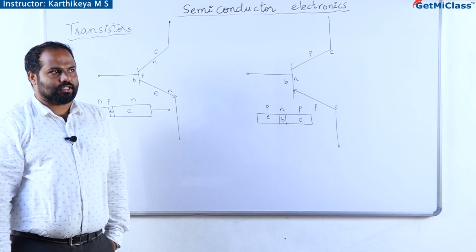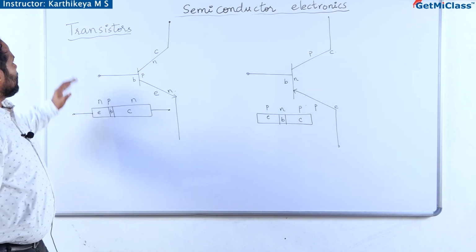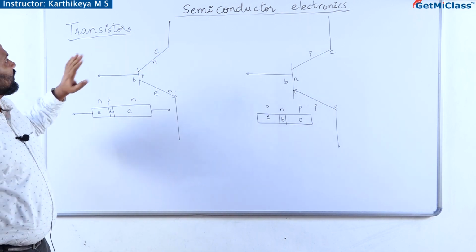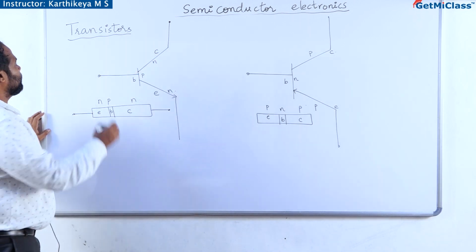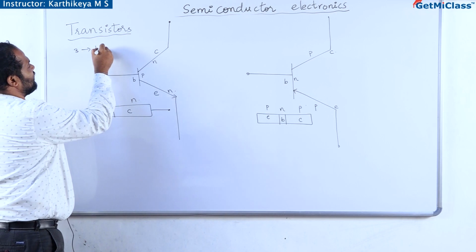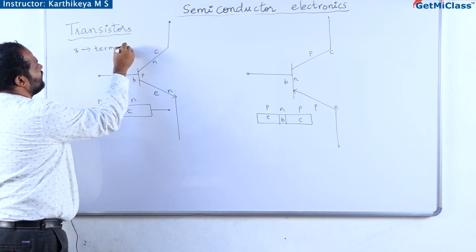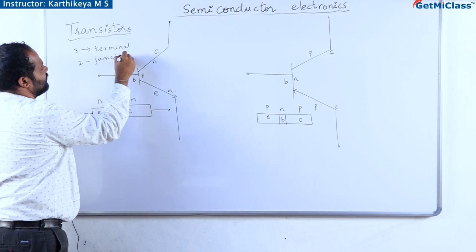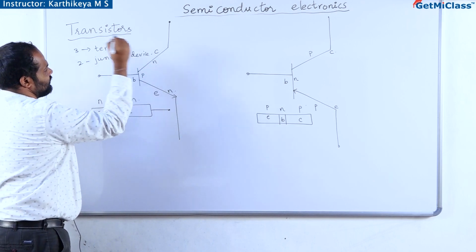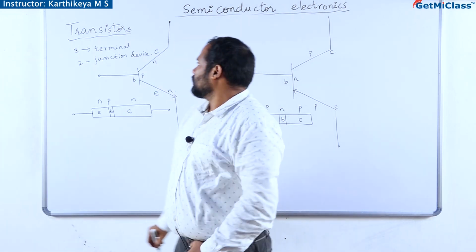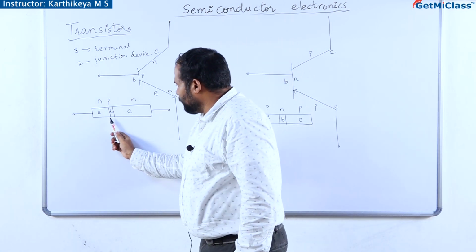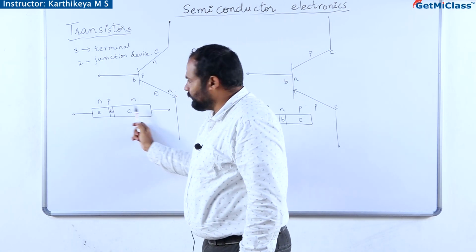The very famous electronic device that you can design using semiconductors is the transistor. A transistor is a 3-terminal, 2-junction device. So, here you can have two p-n junctions, NP and PN.